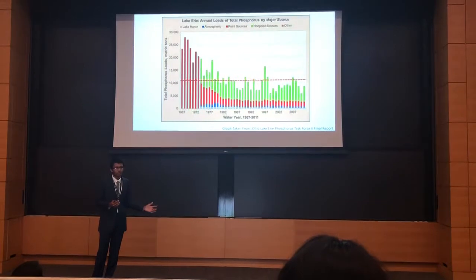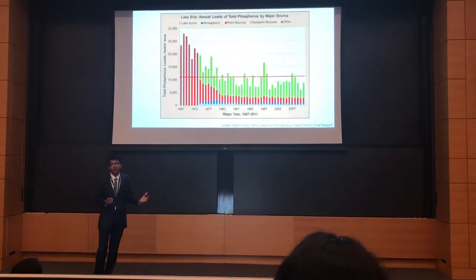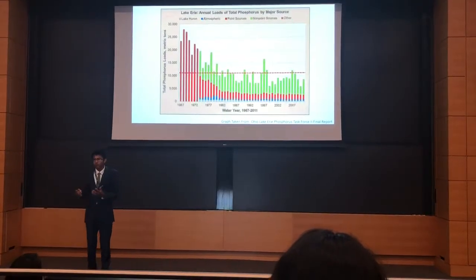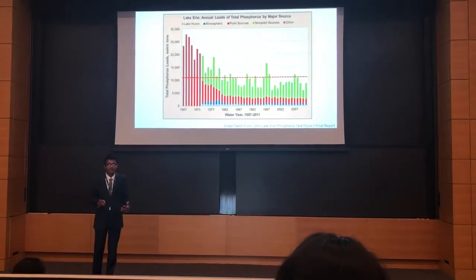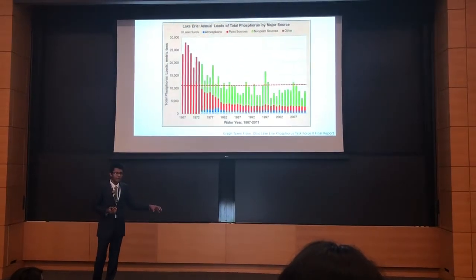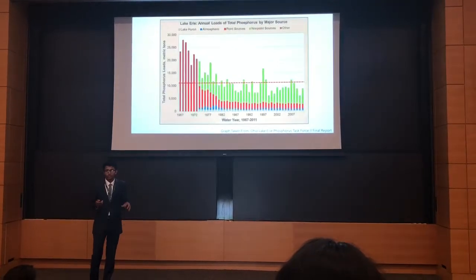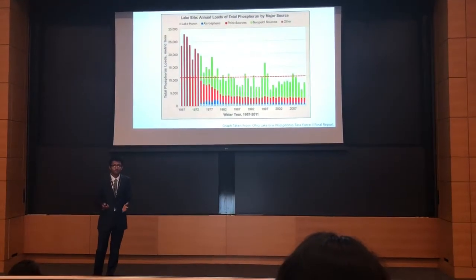But as you move into more recent times, the green bars, which symbolize non-point sources, such as farms and feedlots, are growing in proportion to the red bars, meaning that now, in recent times, the source of pollution is not so much these factories, but rather runoff from these farms. And so that's where we need to focus our attention.